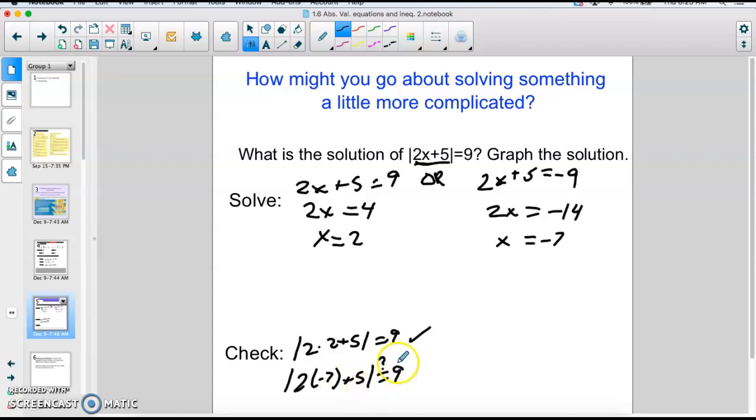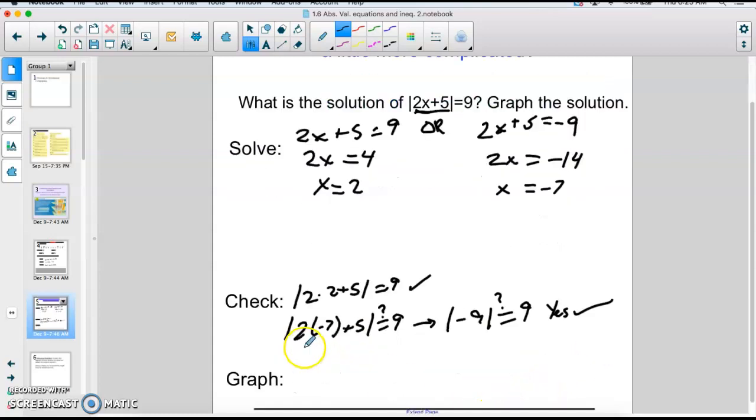Oh, I'm sorry, guys. Oh no, yeah, okay, we'll keep going. Sorry, it's early in the morning. Here we go. 2 times negative 7 is negative 14, plus 5 is negative 9. So I'm just going to keep going with my equation. So we have absolute value of negative 9. Does that equal 9? Yes, it does. So they both work out.